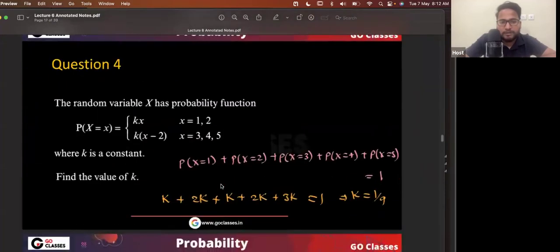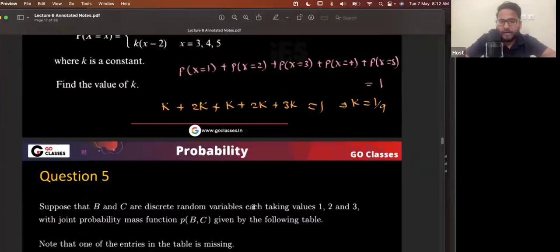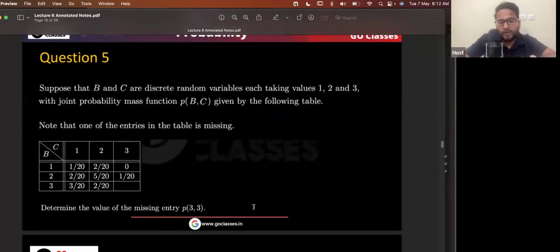For example, this is another question. They are saying find the value of k. So we need to add all the probabilities, and that will be just one. That's how we can find the value of k.